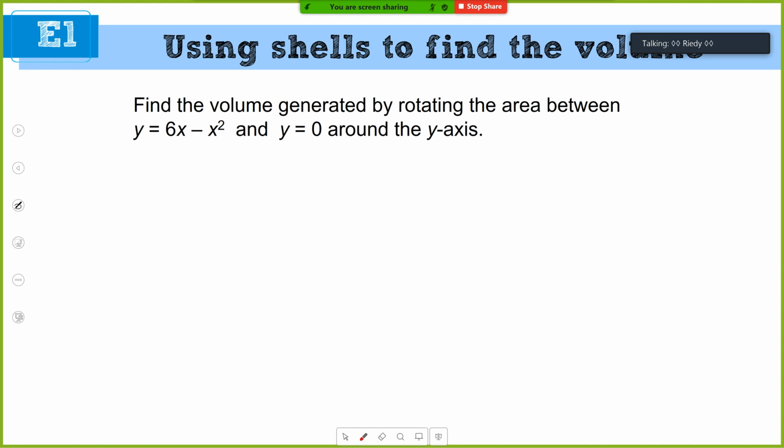Volume generated by rotating the area between y equals 6x minus x squared and y equals 0 around the y-axis. What I would like you to do is draw a picture of this scenario, please. So figure out what the graph of 6x minus x squared looks like. Figure out what y equals 0 looks like. If you want to graph it on your calculator, great. You want to use Desmos, that's great. But draw a picture of what we're looking at here. And don't forget the arrow to show what you're revolving around.